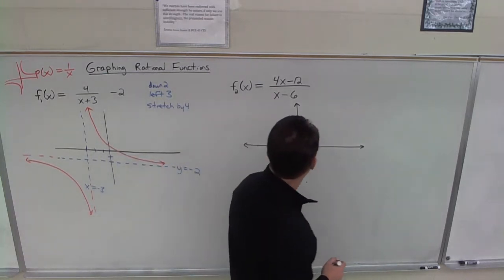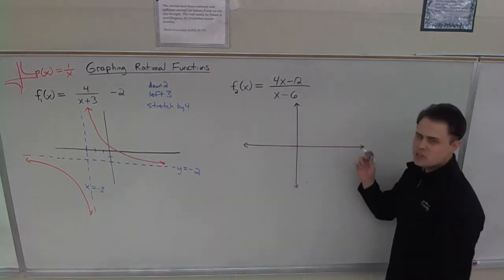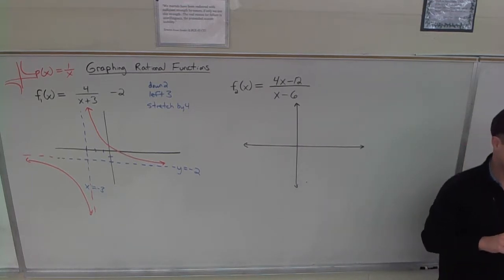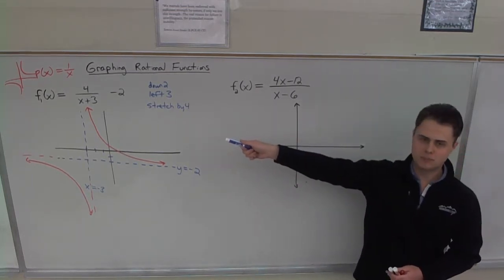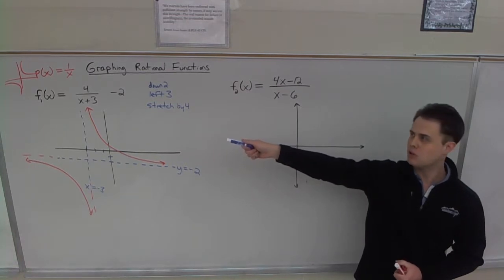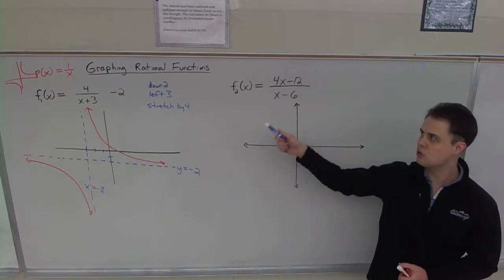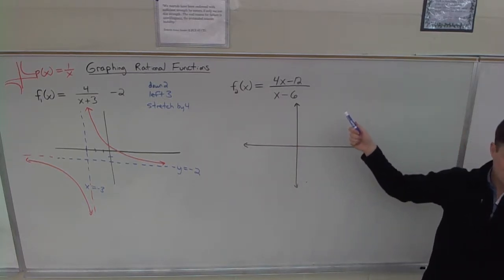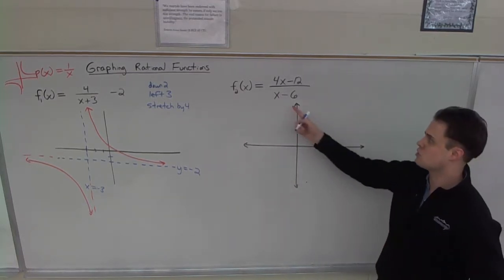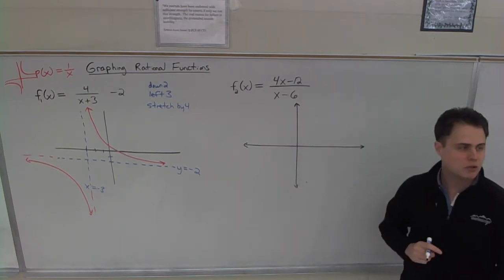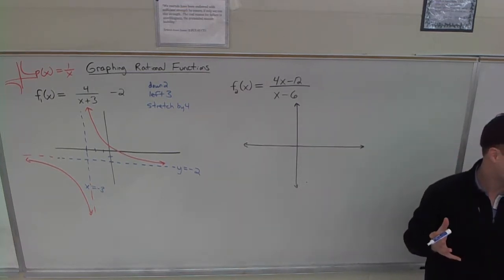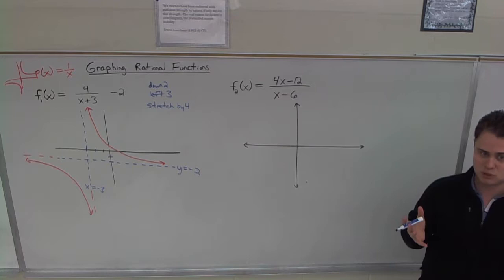Okay, so where's this guy undefined? At 6. That guy was undefined at -3. What did that lead to on the graph of that guy? An asymptote. It's no different here. If it's undefined at a spot, that's going to be an asymptote. So this guy, from the bottom, you get vertical asymptotes. That's what the bottom tells you. It tells you your vertical asymptotes if you set it to 0.